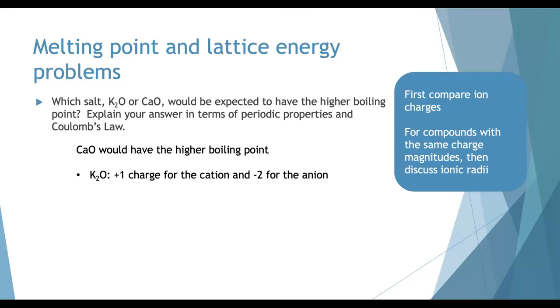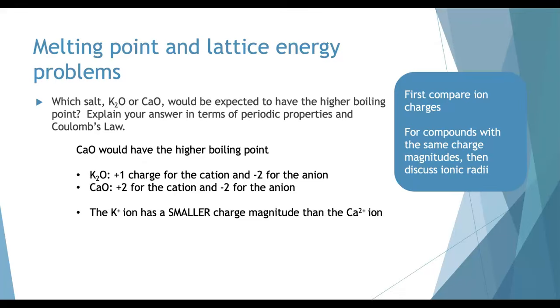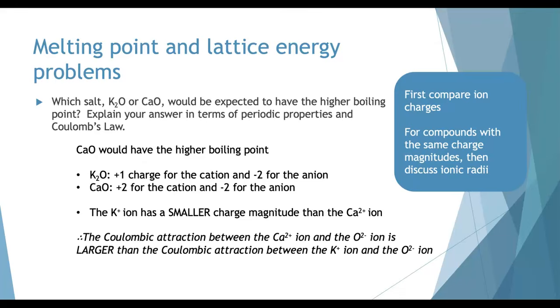Let's talk about why. So for potassium oxide, I have a +1 charge for the cation and a -2 charge for the anion. For calcium oxide, my anion charge is the same, but now the cation is +2. So I've got a larger charge magnitude for calcium oxide than for potassium oxide, right? The K+ ion has a smaller charge magnitude. And therefore, the Coulombic attraction between the calcium ion and the oxide ion is going to be larger than the Coulombic attraction between the potassium ion and the oxide ion. And therefore, the calcium oxide would have the higher boiling point.